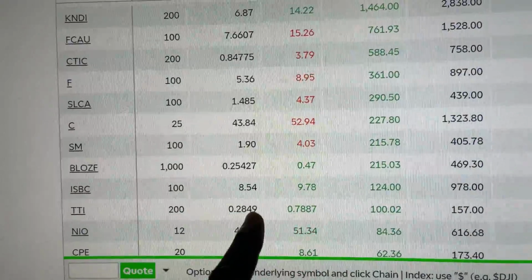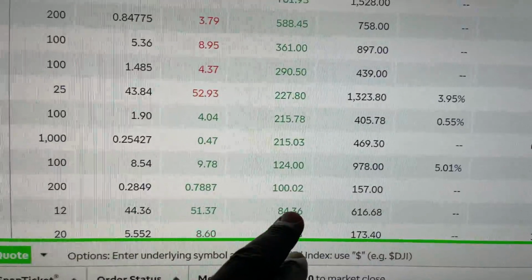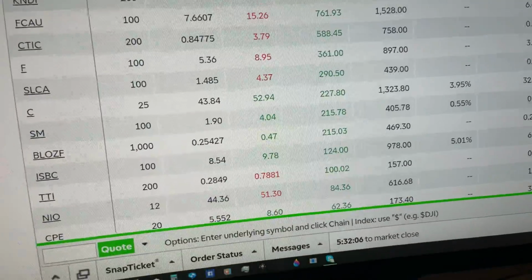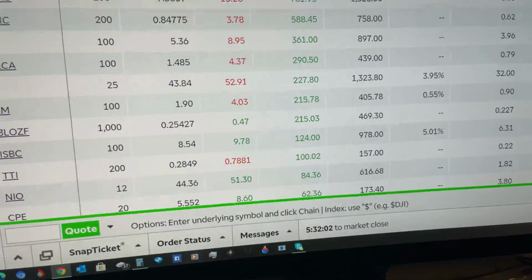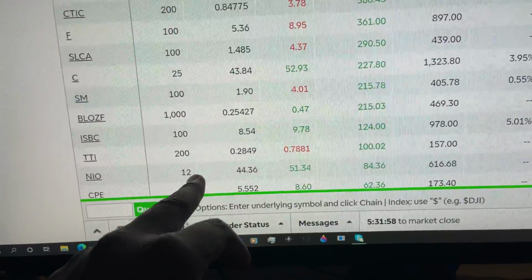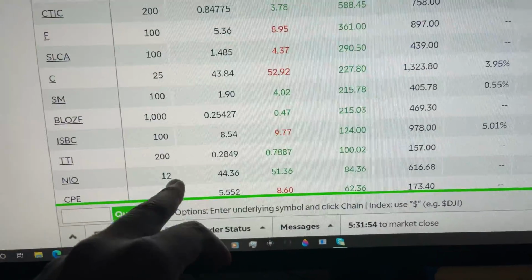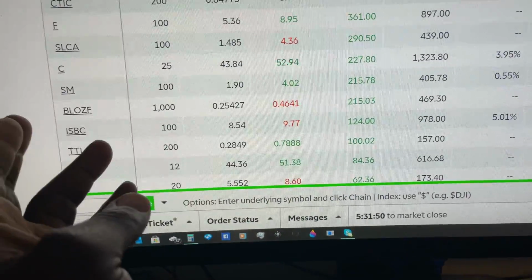NIO was $44 per share, so I'm up $84. Now here's the thing. If NIO or Candy, if either one of these were ever to get as high as Tesla has gotten, like $1,000 per share, figure that would be $1,000 times 12, and I would be up to $12,000 off of an initial investment of a whole lot less.